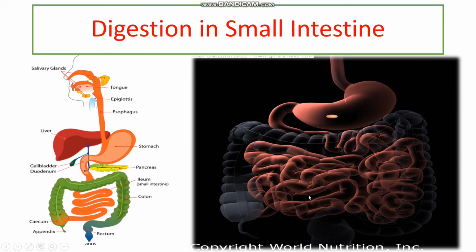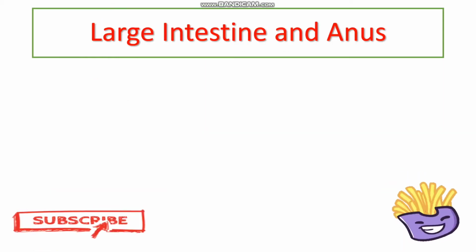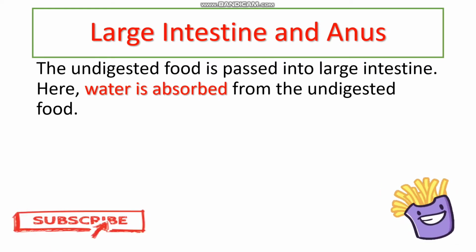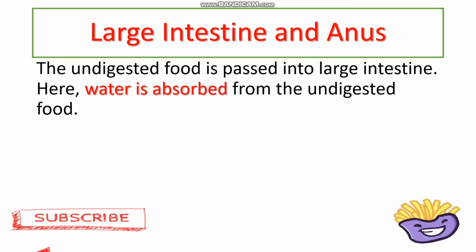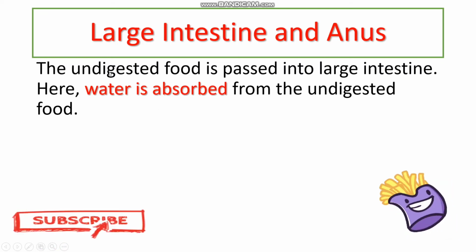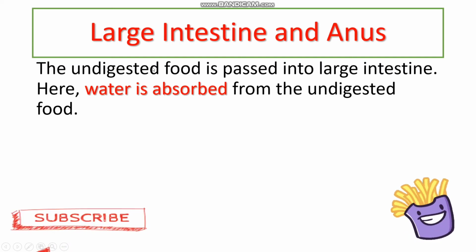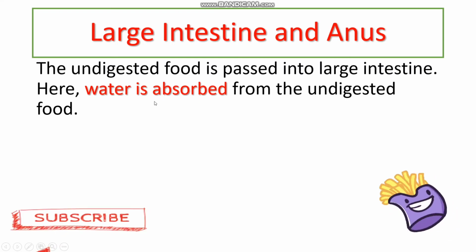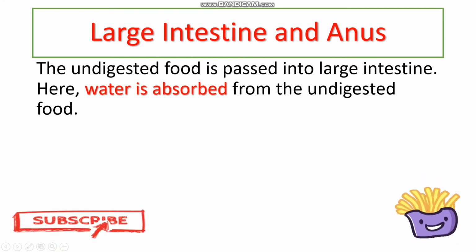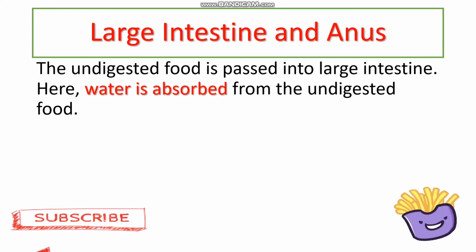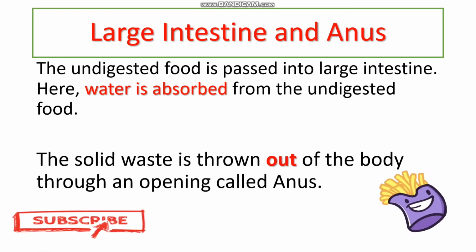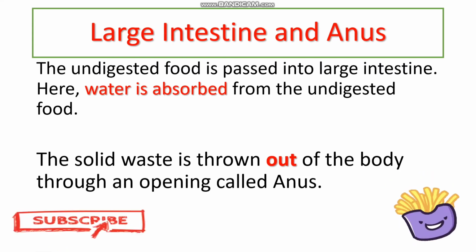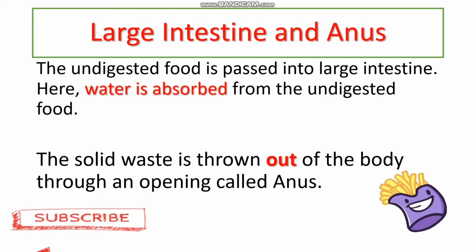Now what happens? From the small intestine, the food goes to the large intestine. Here the foods are digested and went to the other parts of the body. Now we have undigested food, the food which is not digested, which is not good for our body. So it is moved on to the large intestine, and then what happens? Water is being absorbed. Whatever water was there, we have taken out the water from that undigested food. And then that undigested food is thrown out of the body by an opening known as the anus. So this is how the whole digestion works.